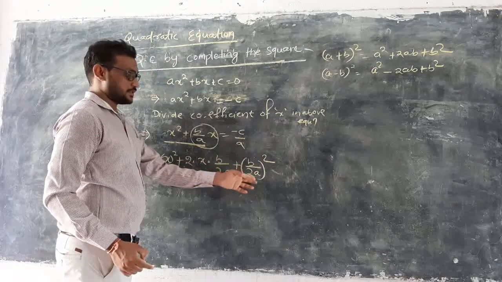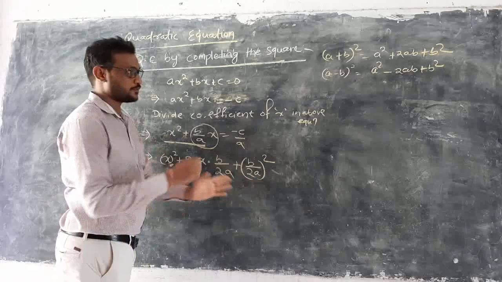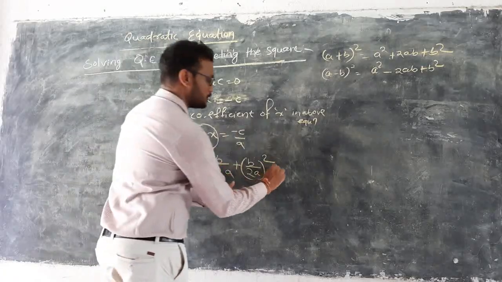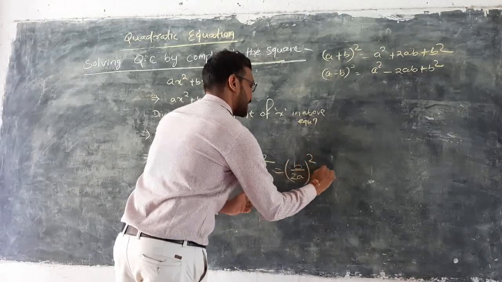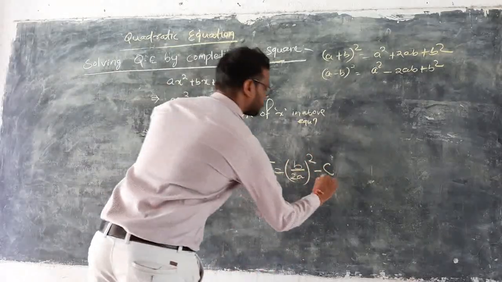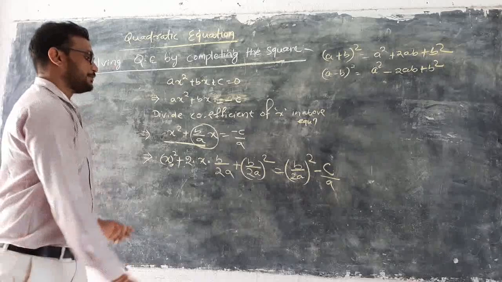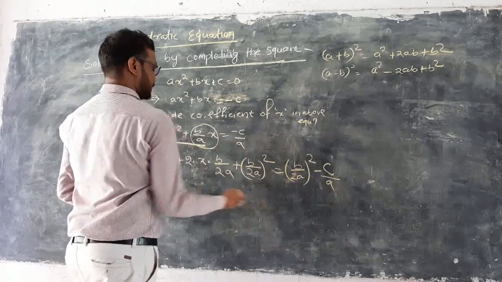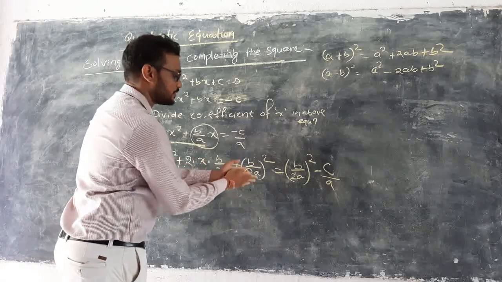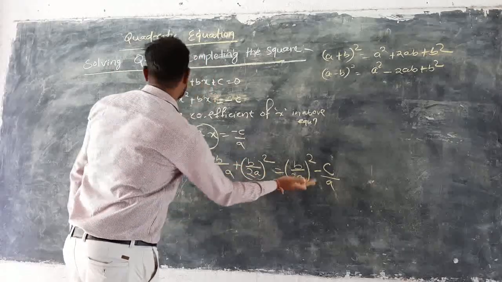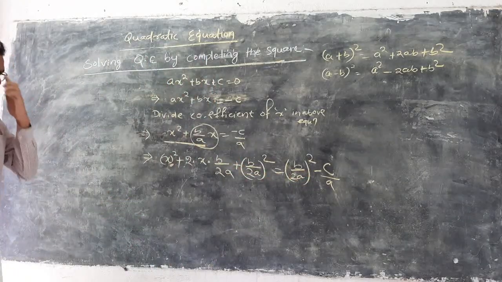If we add this one thing to this side, then to balance the equation we will have to add another b by 2a whole square to the other side, minus c by a. That is why for balancing the equation I will have to add on this side also and this side also.